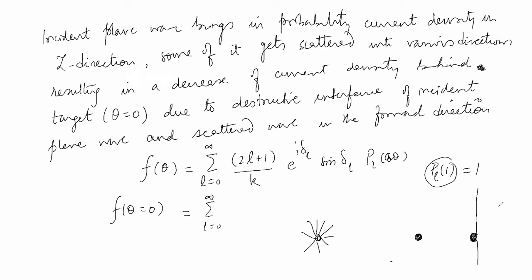Now, when intensity is amplitude square, some of the particles are unable to reach this point, and that is why you are seeing a dark patch over here, the shadow of this object. This means that the intensity of the light particles at this point is low. Now, if intensity is low, what has become low? Amplitude square.